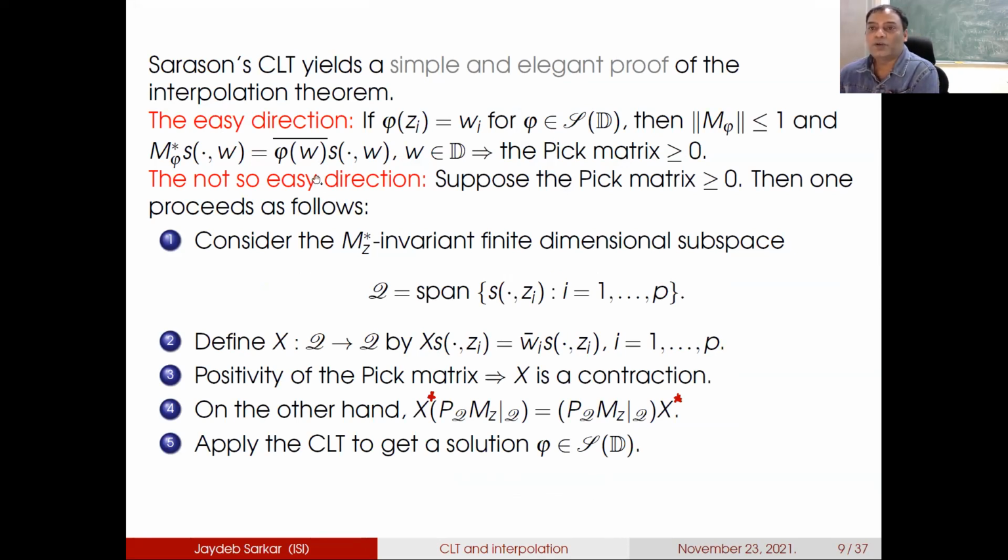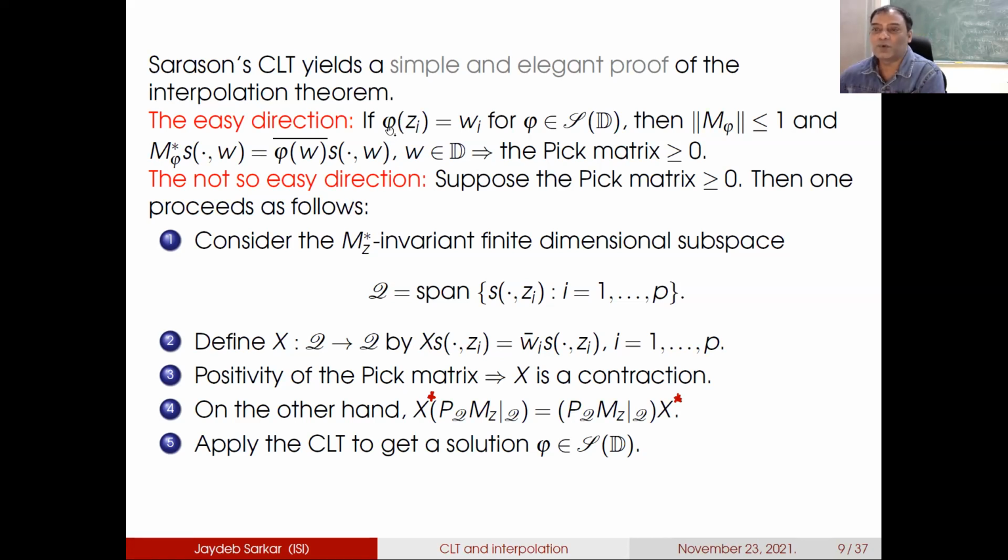Sarason's commutant lifting yields a simple and elegant proof of the interpolation theorem, and I'd like to give you the idea. As I said, I don't know the range of the audience. The reason is that once you have the lifting, you have the interpolation for free, essentially. So I'll just give you that, and in future I will not do this part again.